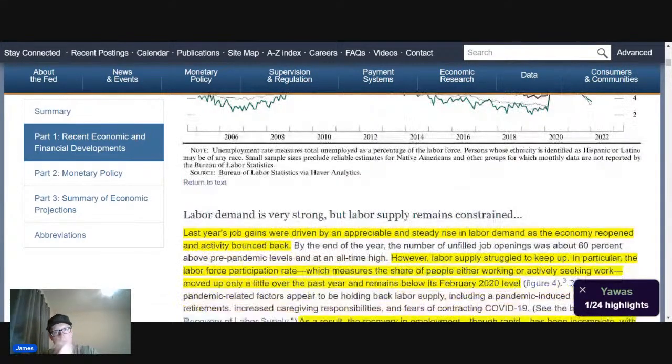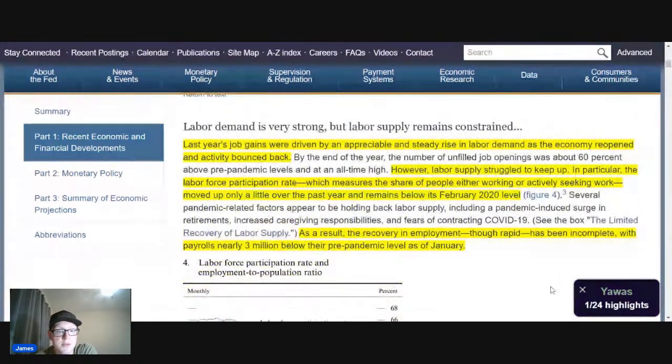So demand is very strong for labor, obviously, and then supply remains constricted. Last year's job gains were driven by an appreciable and steady rise in labor demand as the economy reopened and activity bounced back. You know, with the whole reopening of the economy, we no longer had only the essential jobs, and so we need more people. But labor supply didn't keep up. I mean, that's kind of what you'd think would happen when you just pay people to stay home. Yeah, I wouldn't want to go to work if I didn't have to either.